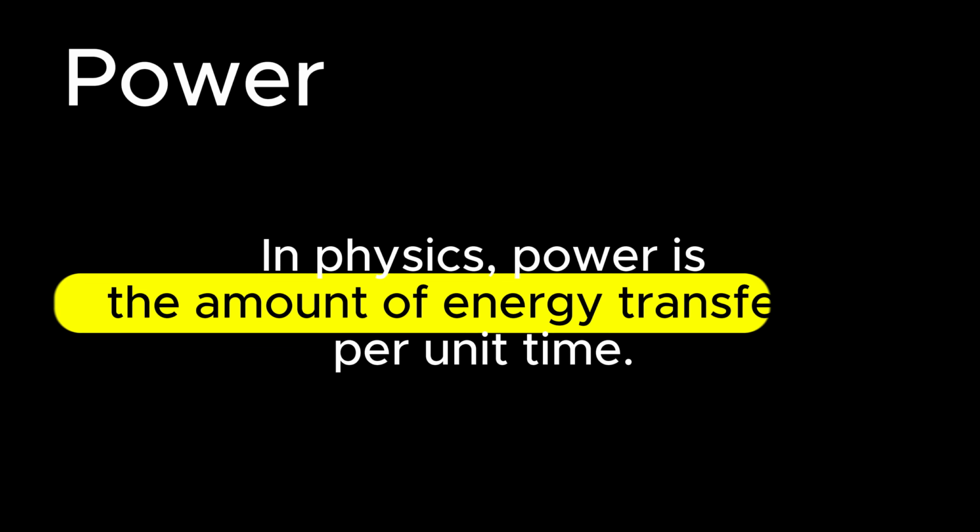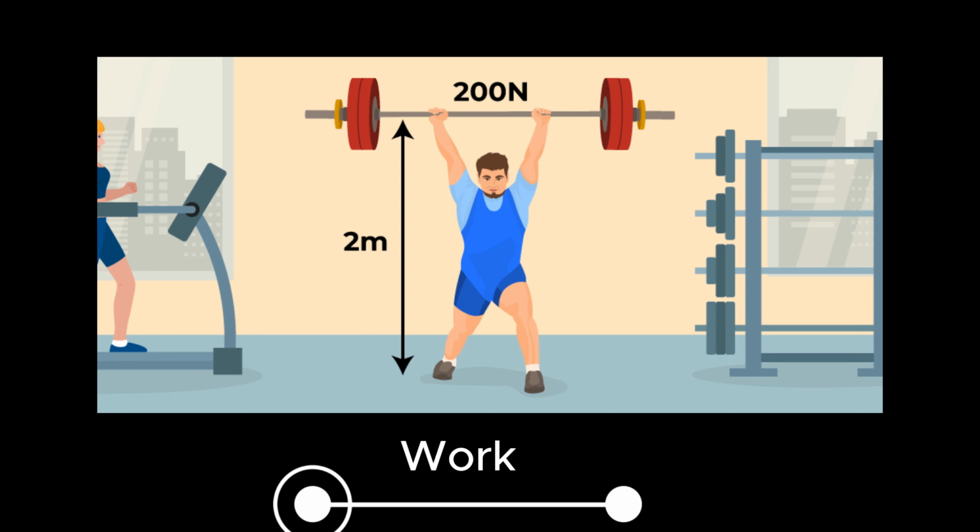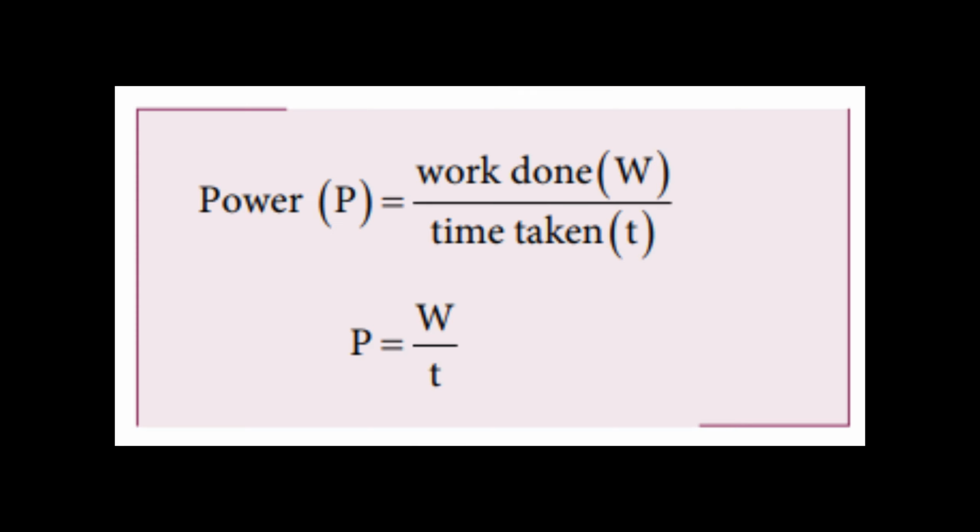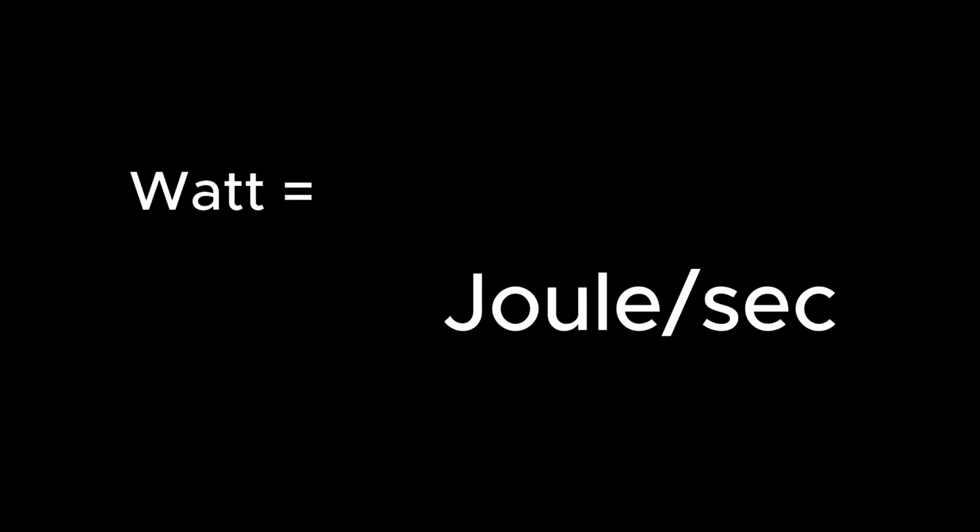Now, let's talk about power. Power is the rate at which energy is transferred or converted. In other words, it measures how quickly work is done. Power equals the work done divided by the time taken. The SI unit of power is the watt. 1 watt is equal to 1 joule per second.